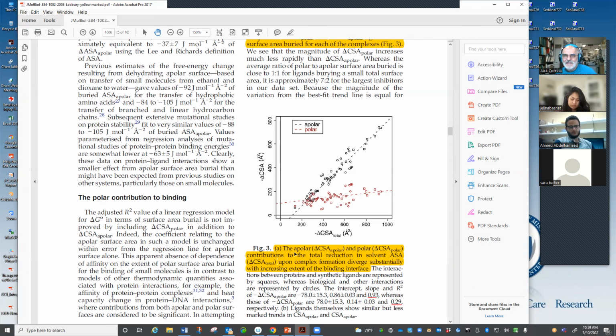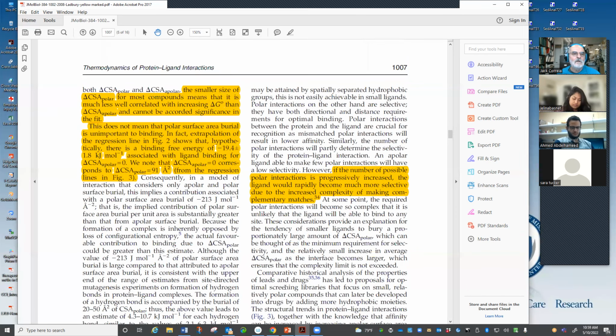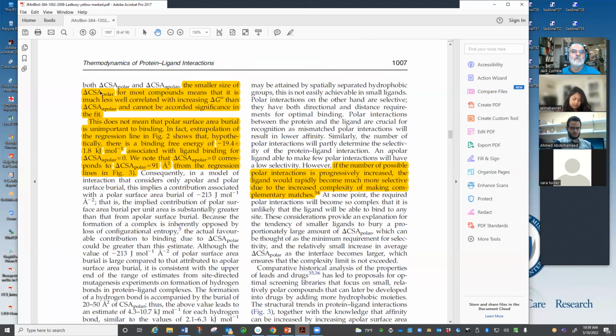Okay, but then they discuss in the next section things about the intercepts, and they say that the apolar has a negative intercept, so it actually goes below 0 on this axis, and the polar has a positive intercept, and so consequently there's less correlation of the polar than the apolar, and so it suggests that the apolar is not really making a significant contribution to the trend.